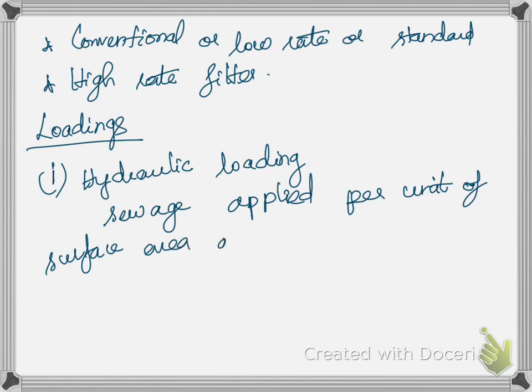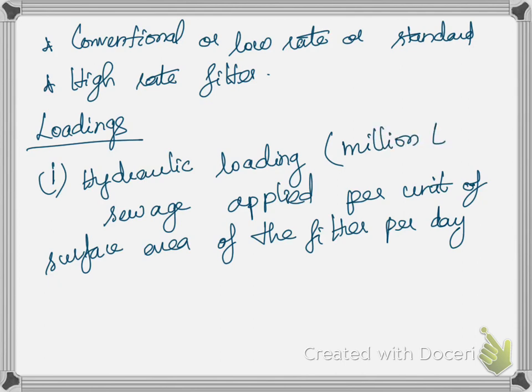Surface area of the filter per day. This is going to be called your hydraulic loading, and this will be expressed in million liters. You have to be careful. So this is how much sewage is going to be supplied for one unit area of the filter, and this is going to be expressed in million liters per hectare per day. Per hectare denotes your surface area, and per day. So million liters per hectare per day.